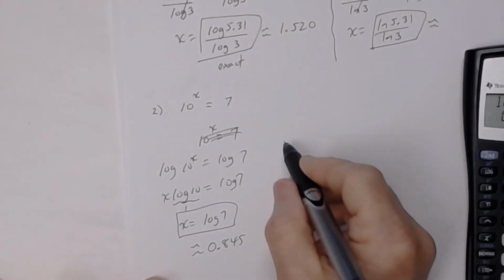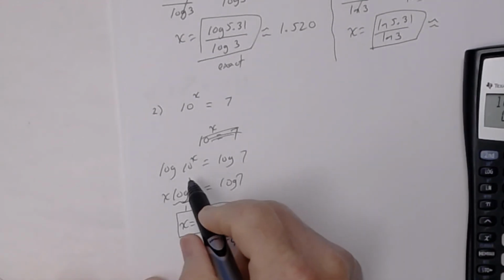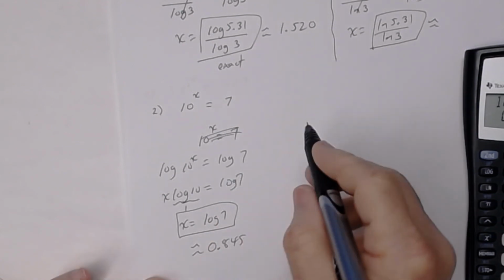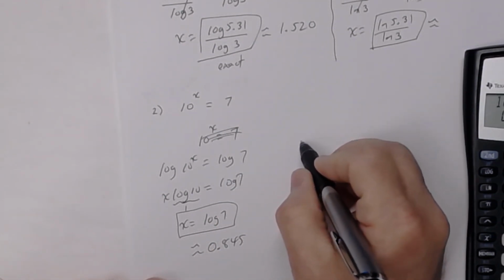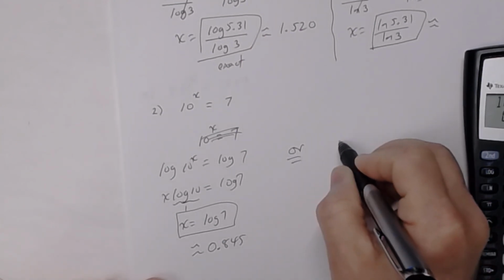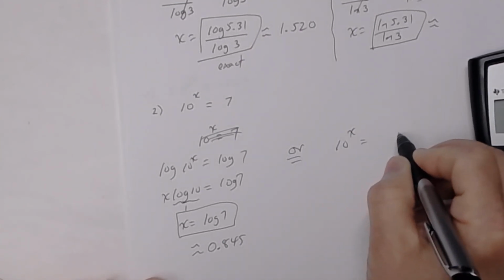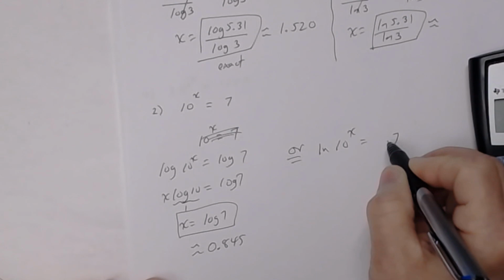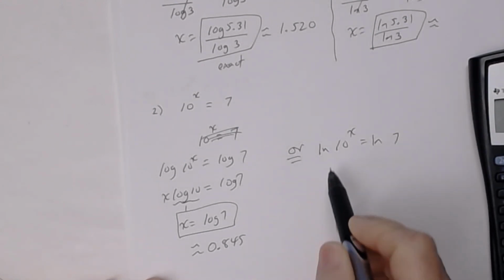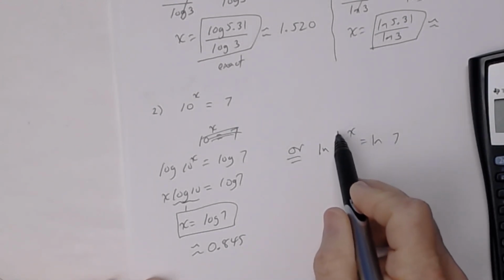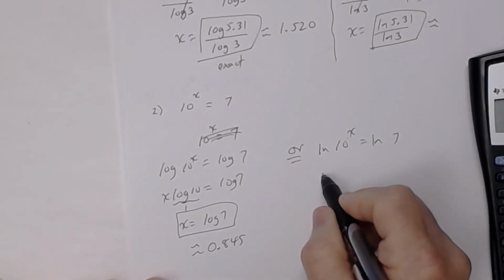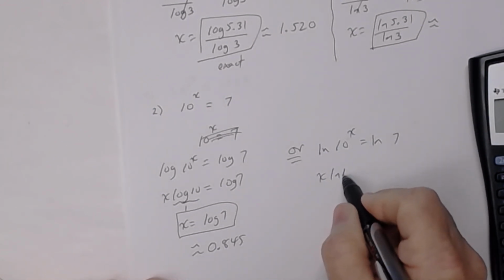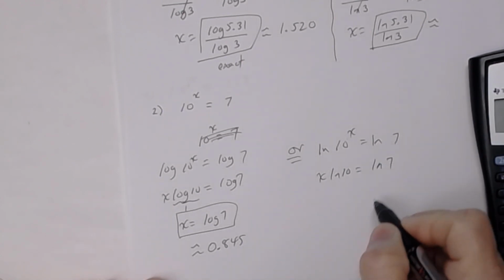If you had, instead of taking the log of both sides, taken the natural log of both sides, let's see what you would have gotten. All right, so we have 10 to the x equal 7. So we're going to take the natural log of both sides this time. So now using the power rule, I'm going to rewrite this as x times the natural log of 10 equal the natural log of 7.